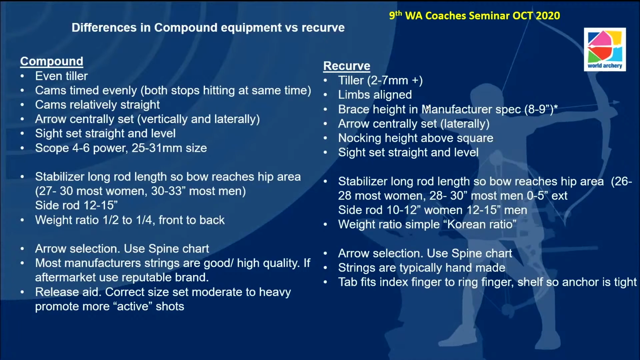With the recurve, I have the same type of approach, and I call it getting a bow to spec, and even with the compound, I call it getting the bow into spec, which is basically what the manufacturer suggests the bow should be set at. With the recurve, the tiller should be 2 to 5 millimeters, 2 to 7 millimeters on the positive side, the limbs aligned straight, the brace height set at the manufacturer's specifications, the arrow set centrally in the middle of the bow laterally, the nocking height slightly above square, and the sight straight and level.